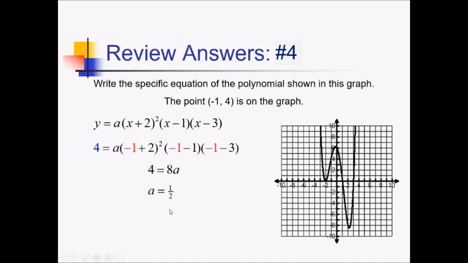And then as our last step, don't forget to actually plug your a value back into what you wrote in the beginning. So this is going to be y equals 1/2 times x plus 2 squared, x minus 1, x minus 3. And that is a specific complete equation.